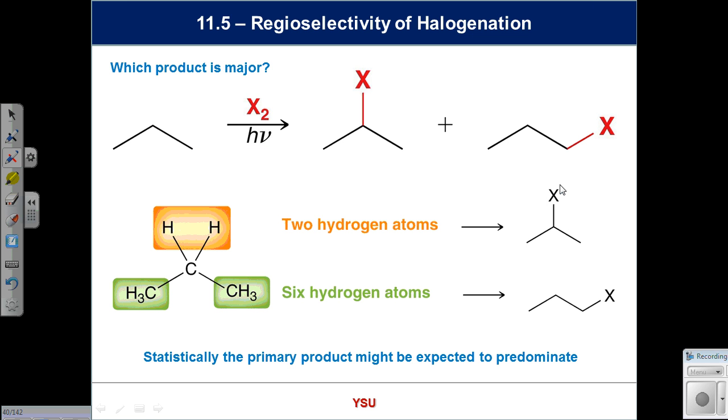So there's the argument. Statistically, you've only got 2 of those internal hydrogens, you've got 6 of these guys. But still, you get this as the major product. So it's all about the stability of the radical intermediate and the stability of the transition state getting to that intermediate. We have dealt with those ideas before with cations. Now you have to put it together with radicals. Not particularly easy.